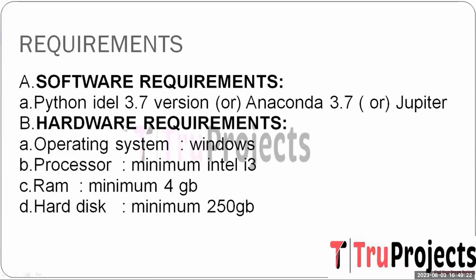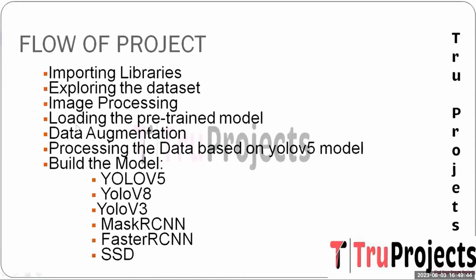And these are the basic requirements needed to build this project. The software requirements are Python IDLE version 3.7 and Anaconda version 3.7 with Jupyter Notebook. Hardware requirements are Windows operating system, a processor of minimum Intel i3, RAM of minimum 4 GB, and hard disk of minimum 250 GB. And to know about the flow of the project, these are the steps we need to discuss.